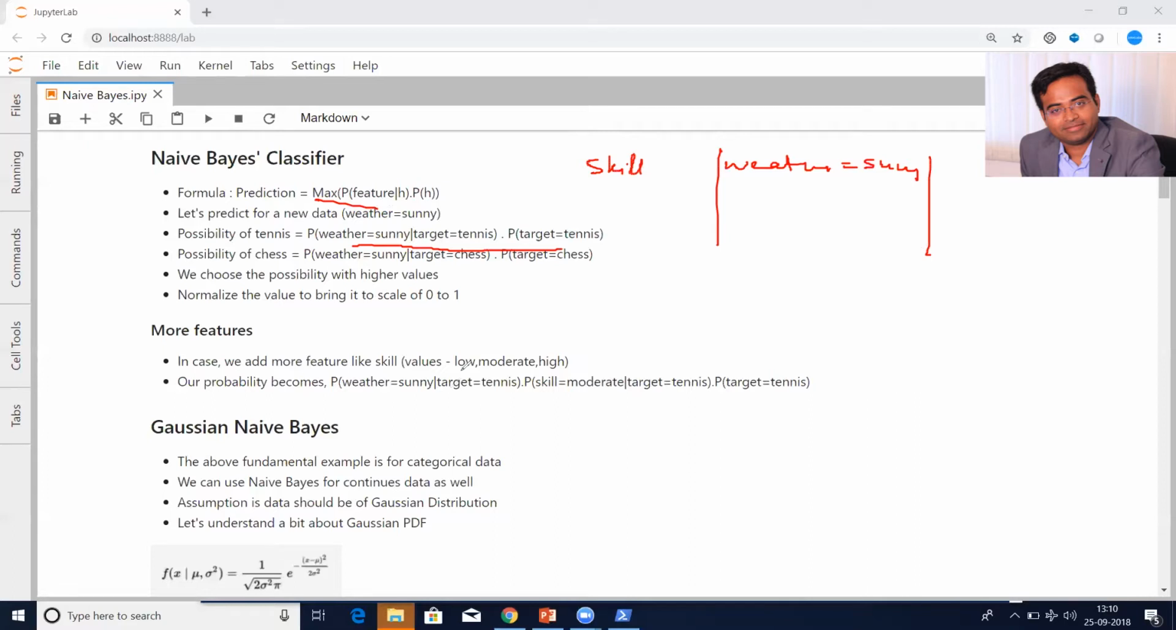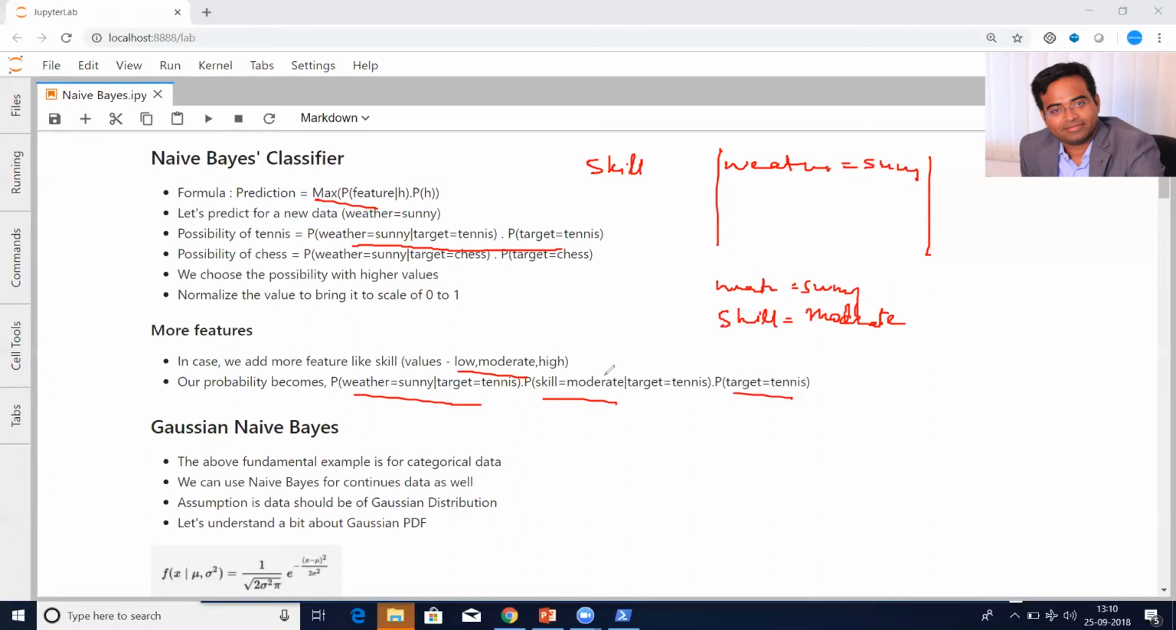And we have three categorical values: low, medium, high. If you want to take that into consideration, you simply add this as a conditional probability. This is what it is. So, the probability of skill, if the data set has weather sunny and skill moderate, right? What is the probability of him playing tennis versus playing chess? So this is how you calculate. The possibility would be this value into this value into this value.